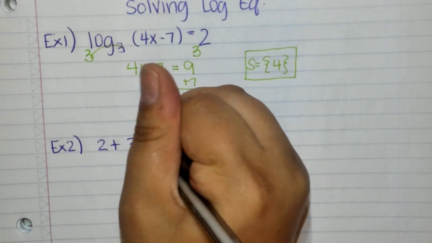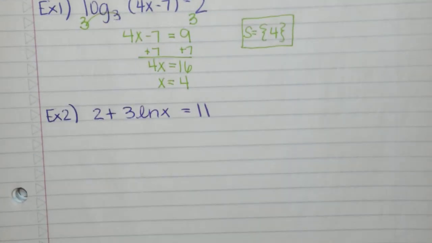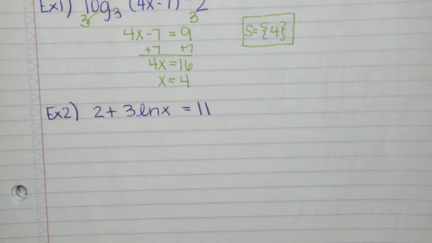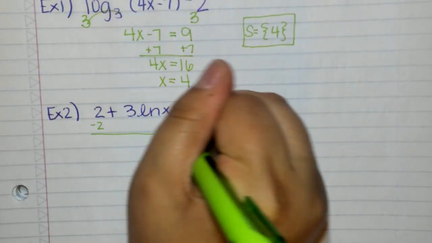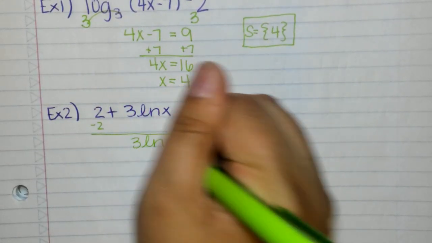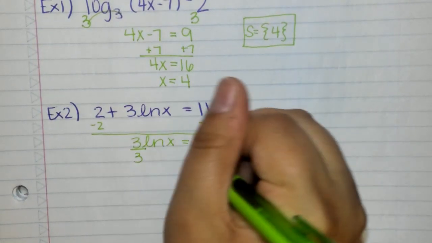2 plus 3 natural log of x equals 11. Remember, when you're doing this, you are only getting a baby calculator. So what am I going to do first? Move the 2. And then, divide by 3.